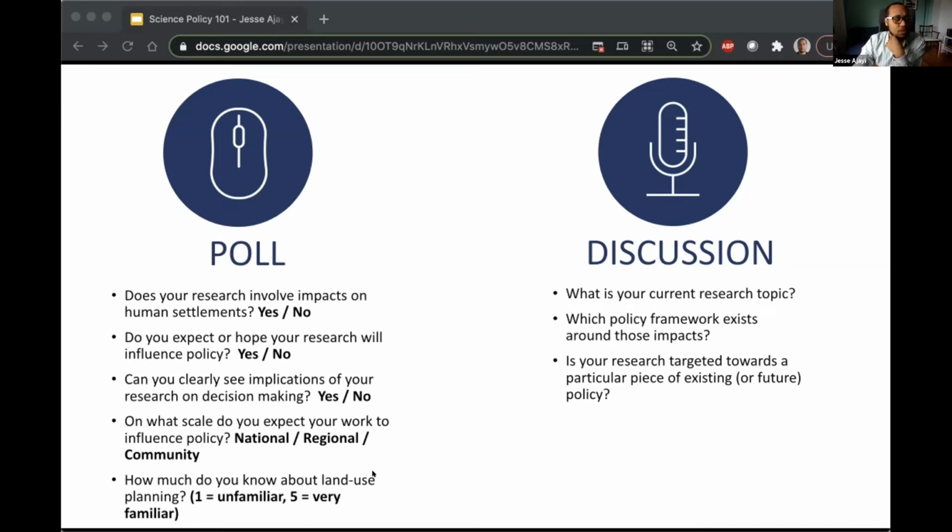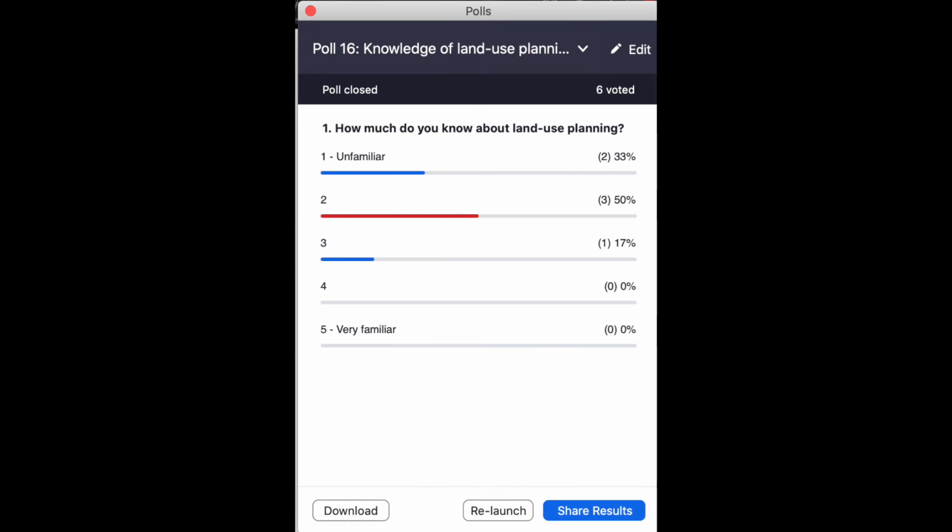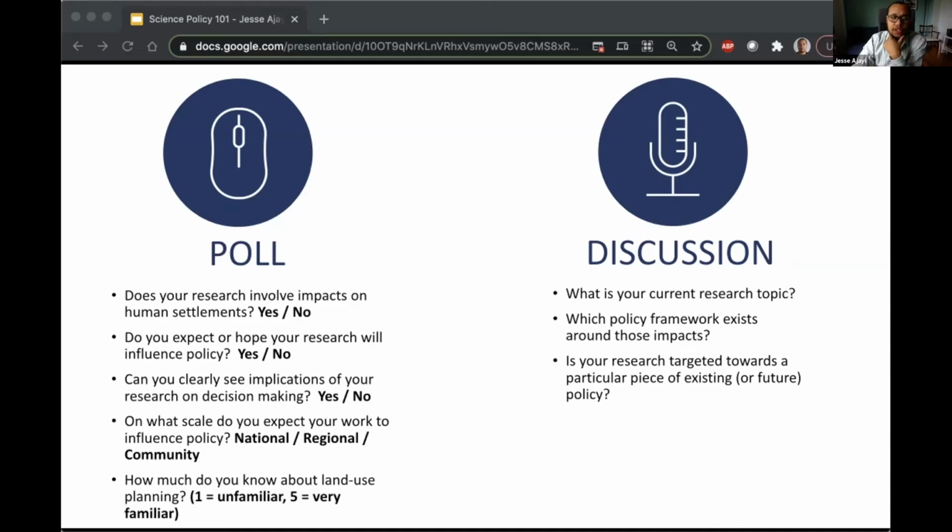And I think we have just one more poll question. How much do you know about land use planning? Yeah, okay, and it's looking like most folks are pretty unfamiliar. So hopefully this will be an interesting introduction to how land use planning implements research and the best available data into local decision making.